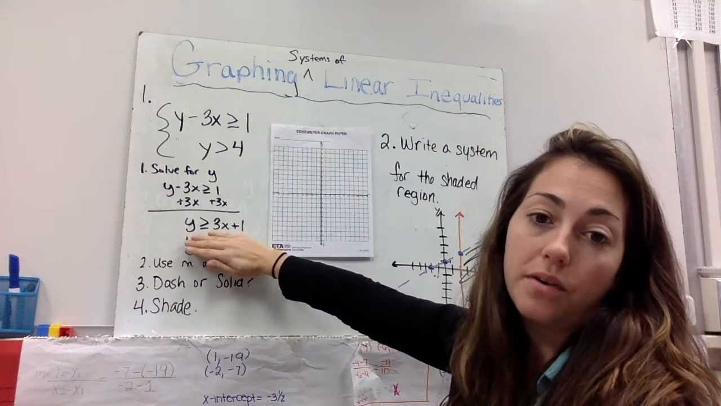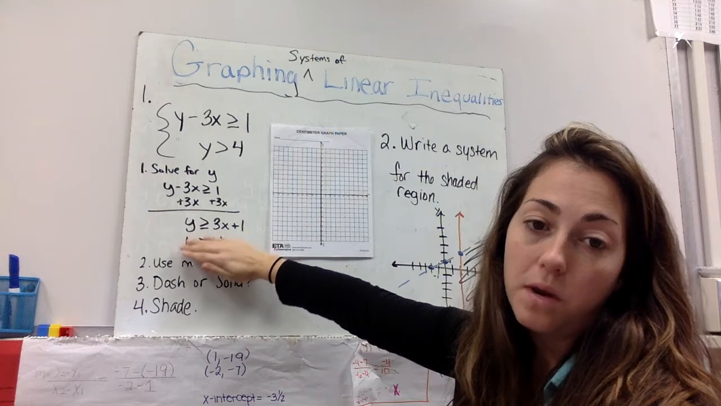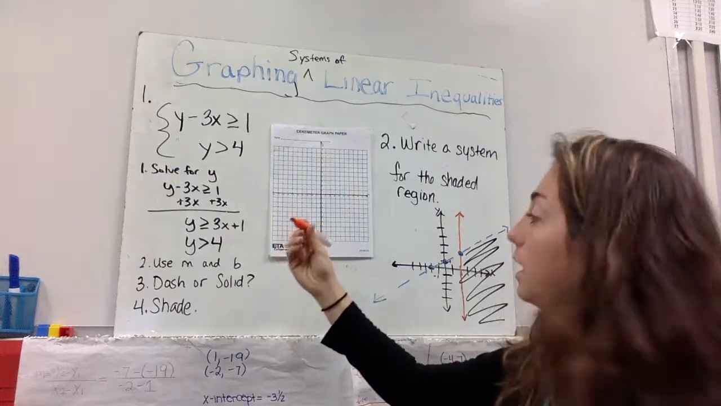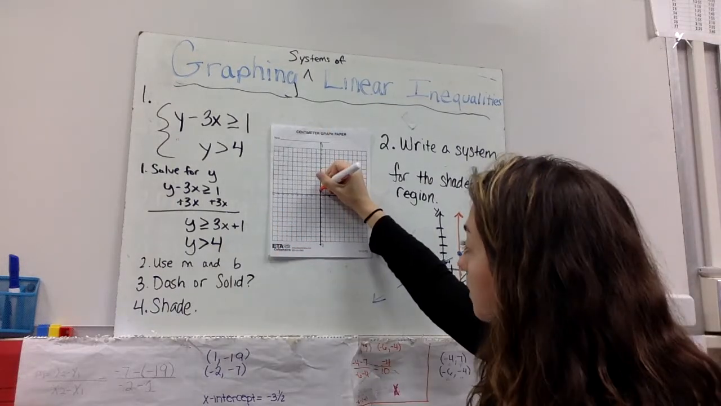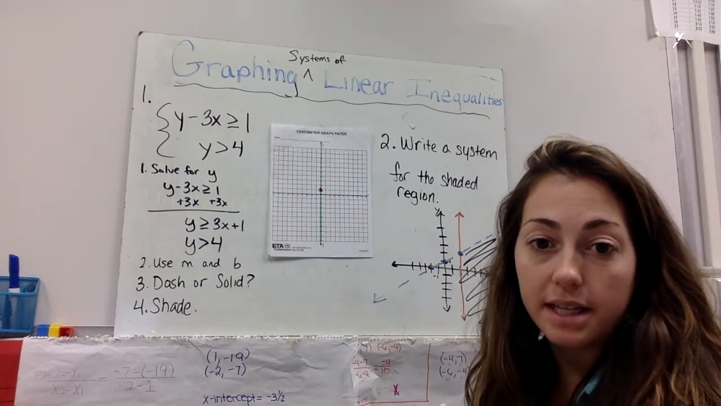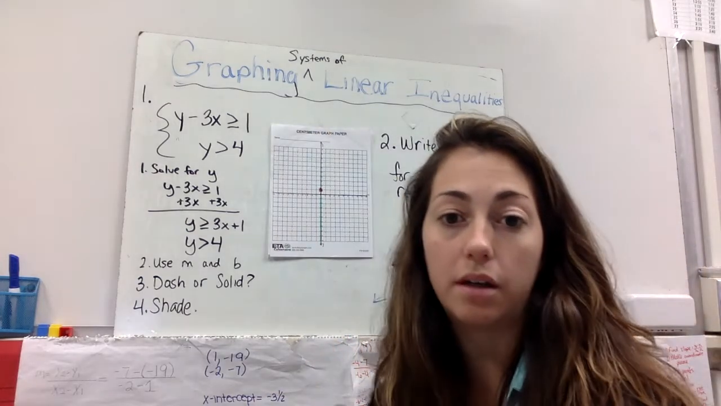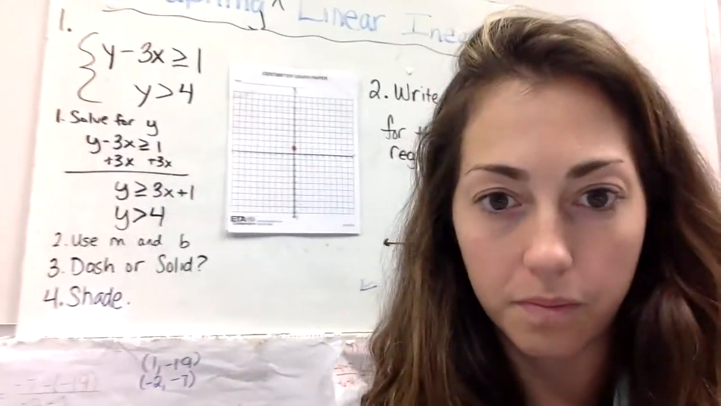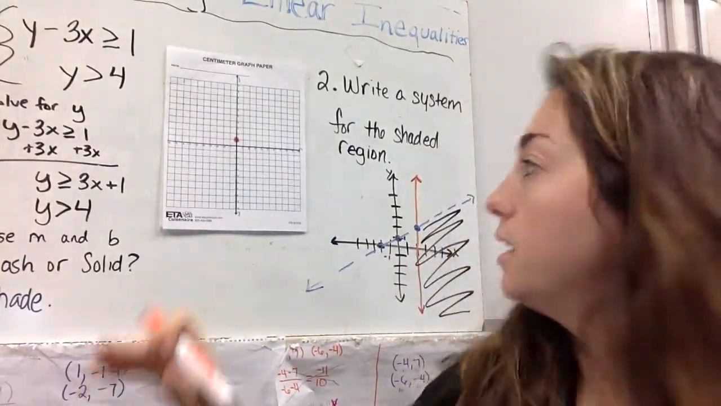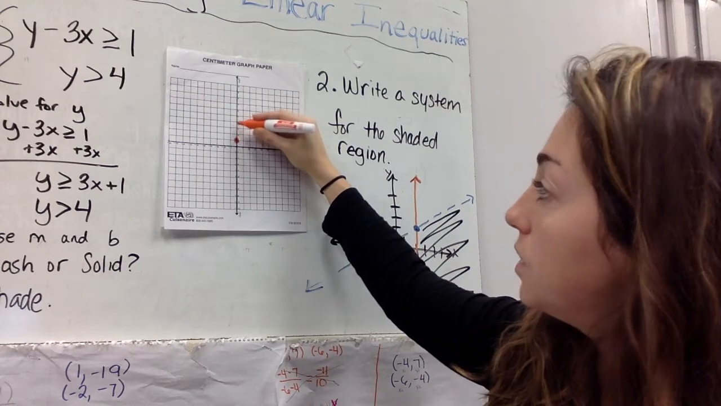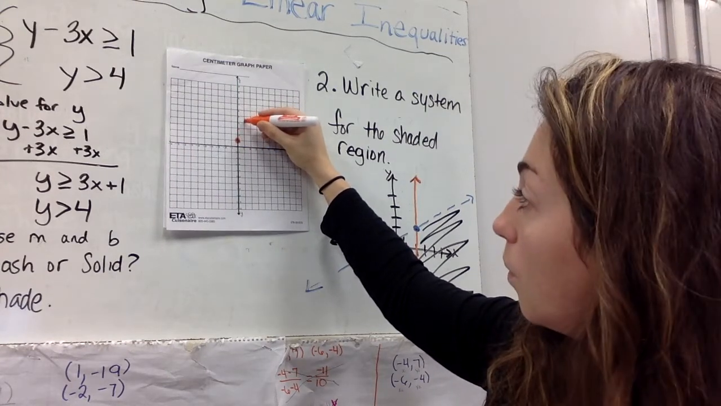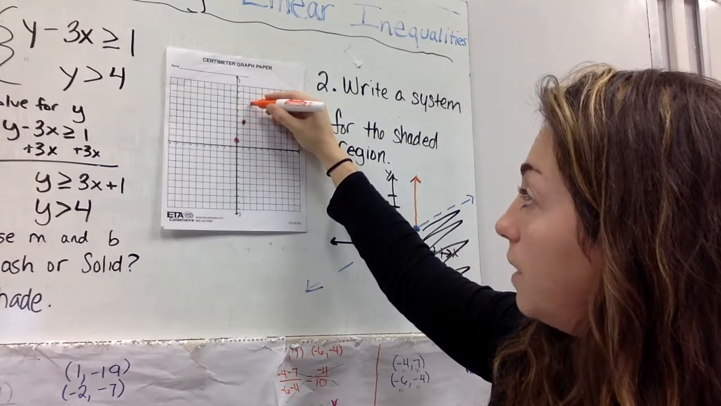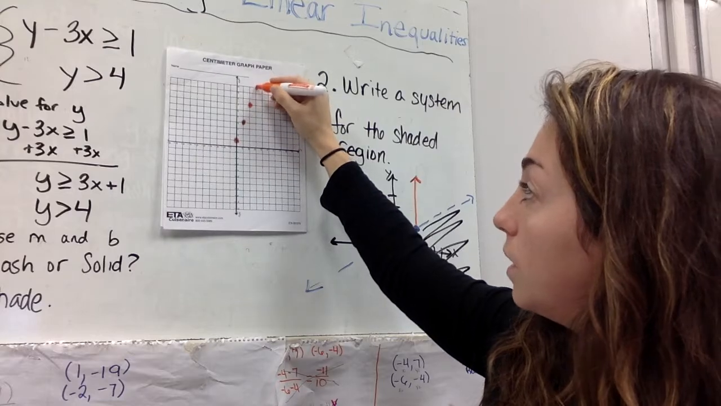So I have y is greater than or equal to 3x plus 1, so I need to use my m and my b. So my y-intercept for this equation, I'll put it in orange, is 1. And then I'm rising 3, running 1. So from this point, I rise 1, 2, 3, run 1. Plot a point. And I could do it again, 1, 2, 3, run 1.